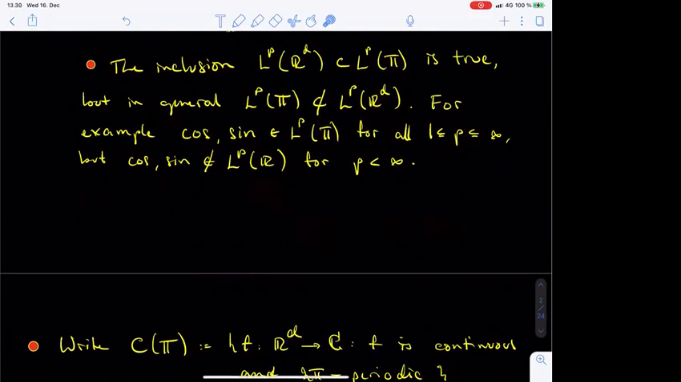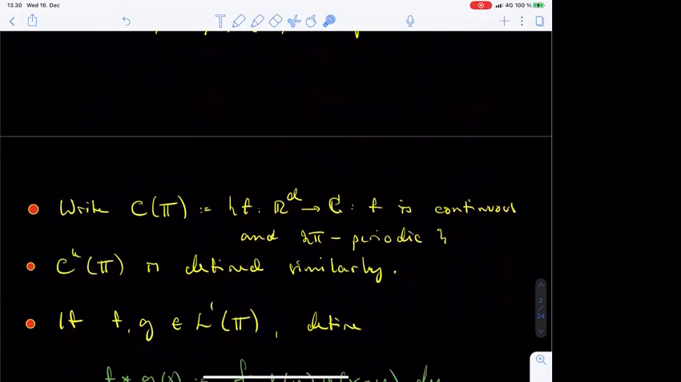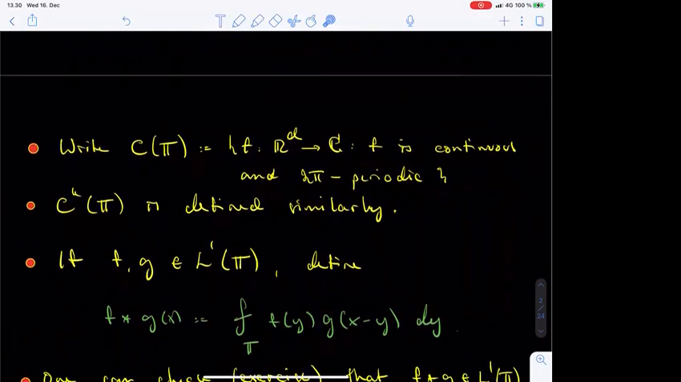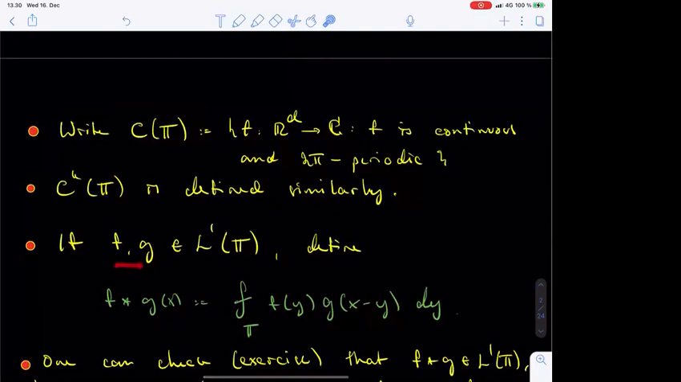Let us then move to some further notation. The notation C of T will stand for all the continuous functions defined in Rd which are 2π periodic. Similarly, the notation Ck of T will denote those k times continuously differentiable functions defined in Rd which are 2π periodic. We also define a special version of convolution for 2π periodic functions in L1. So let f and g be functions in L1 of T. We define the convolution of f and g at the point x to be the average integral over T of f(y) times g(x minus y) dy.